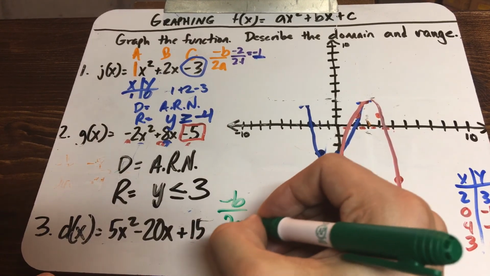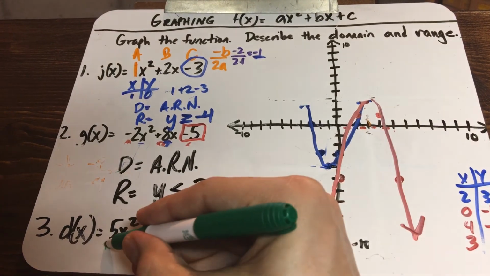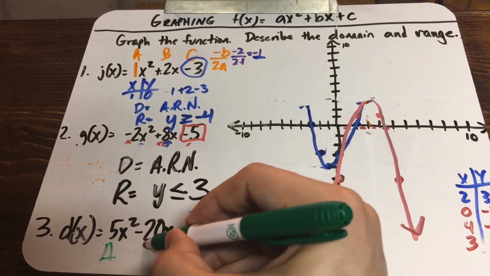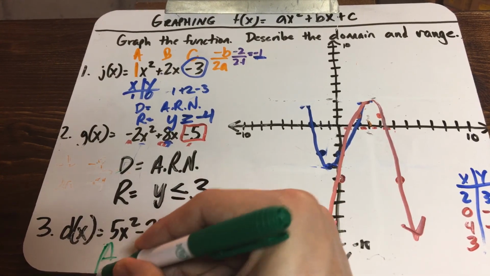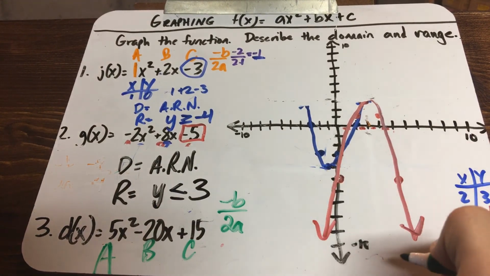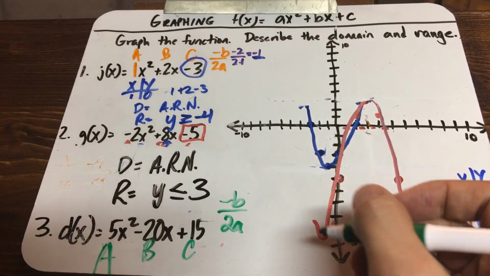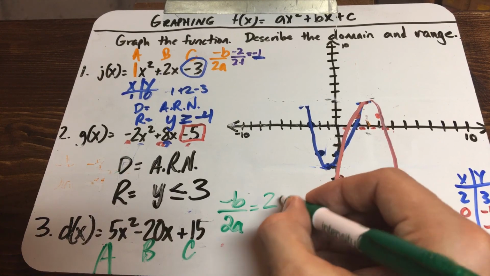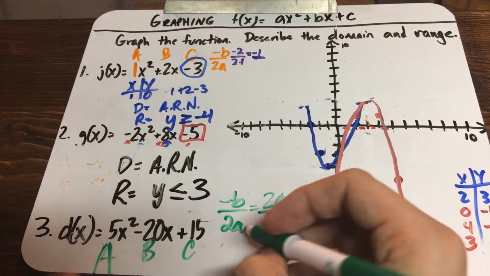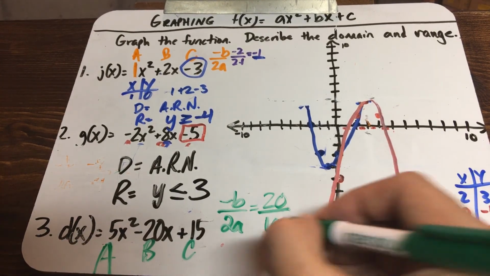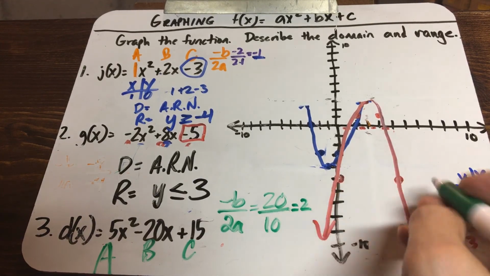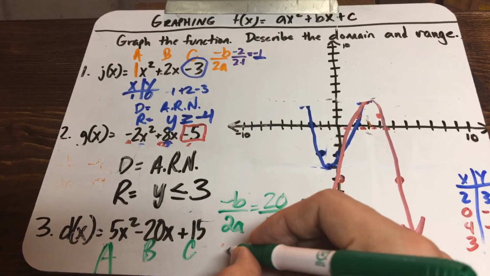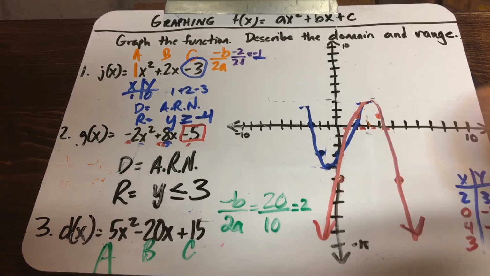Here's the axis of symmetry. A, B, C. I would do negative B. Negative 20 is going to be positive 20. And then 2 times A, 2 times 5 is 10. So this would have an axis of symmetry at 2, just like this other one did. And then I would have to put 2 in the place of X and work it out.